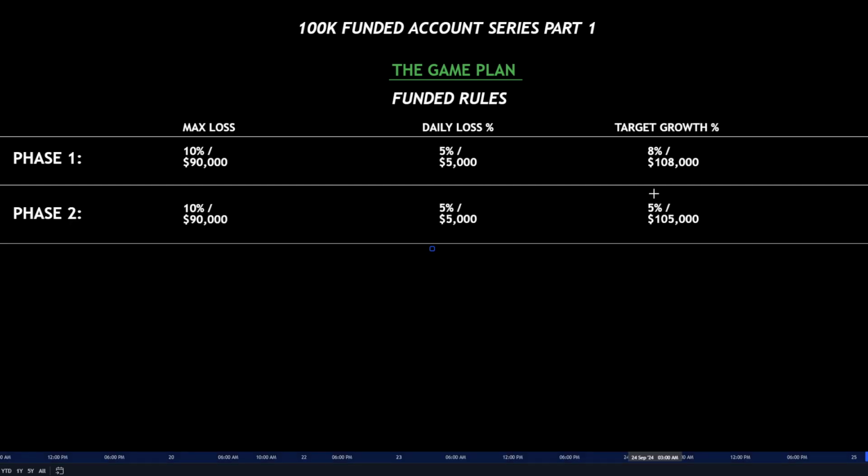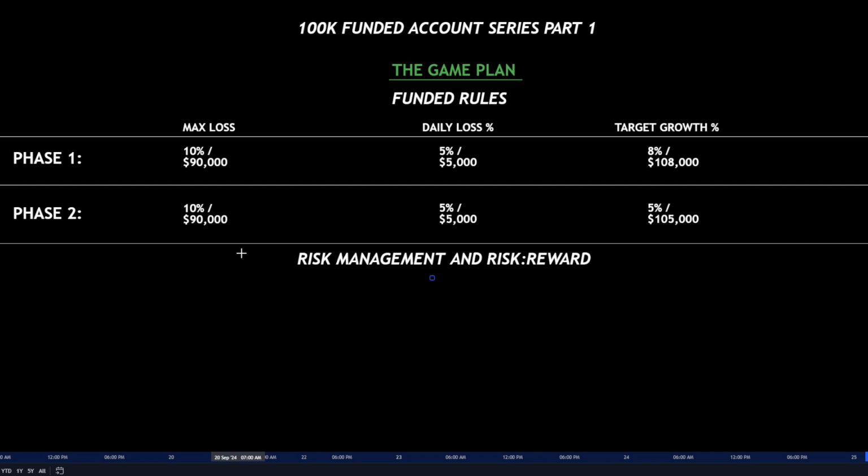So that brings us on to phase two. The max loss and the daily loss are both the same as phase one, but the target growth is now only 5%. So if this account hits $105,000, I have passed the evaluations and I will be given a live funded account. Now we're moving on to risk management and risk reward.